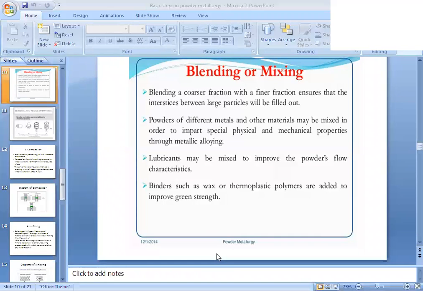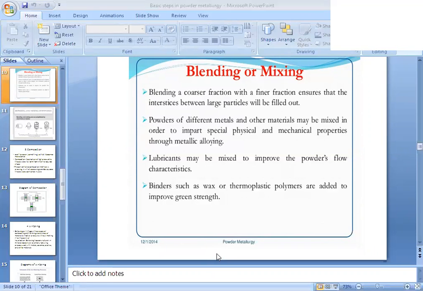First, powders of different metals and other materials may be mixed in order to impart special physical and mechanical properties to the metallic alloy. This is a very important point. Second, lubricants may be mixed to improve the powder's flow characteristics, because if you do not use lubricants, the metal powder does not flow well and attaches from one part to another, for example on screw blades. If you use lubricants, it moves freely and mixes very nicely, which is good for producing the component.